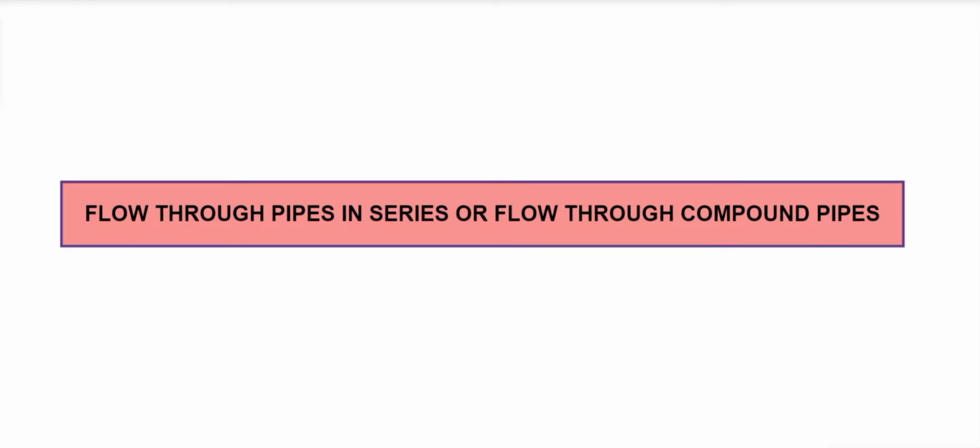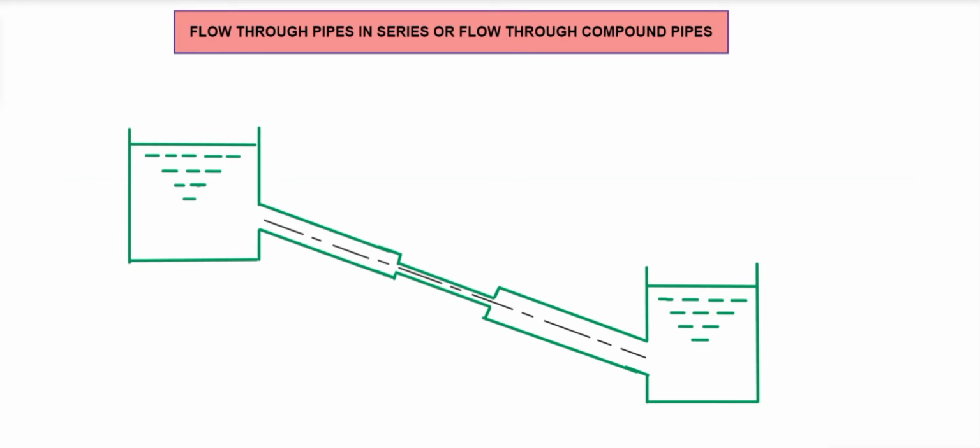The topic for today's video is flow through pipes in series, or flow through compound pipes. Like when we're having a series of pipes, how can we find the equivalent length of the compound pipe? For that, we have an equation which we'll derive in today's video. Here, I have drawn a diagram like this. I'm having three pipes.